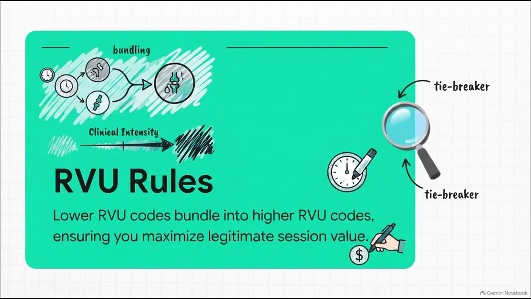But here's the catch. When you bundle, or when remaining minutes are exactly tied and you're maxed out on total allowed units, you need a tiebreaker. And that tiebreaker is the relative value unit, or RVU. You can think of the RVU as basically reflecting the clinical intensity of a service. The rule of thumb you need to remember is that lower RVU codes bundle into higher RVU codes. You always want to maximize the legitimate value of the session.